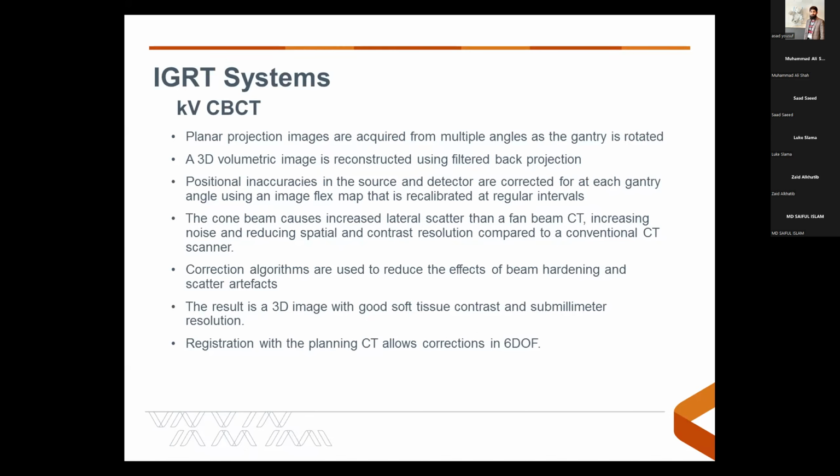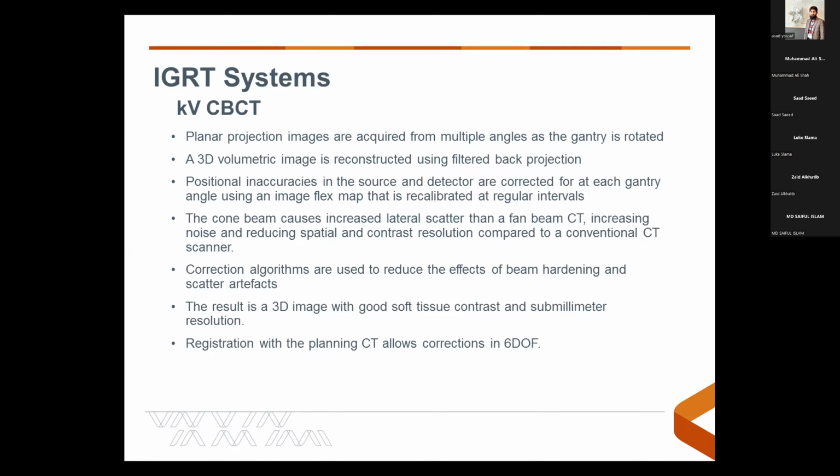The problem with using a cone beam rather than a fan beam CT is that it increases the lateral scatter, and this increases noise and reduces spatial and contrast resolution compared to a conventional CT scanner. And there are correction algorithms that are used to reduce this. So iterative CBCT can reduce the effect of noise and increase the spatial and contrast resolution. And there are also correction algorithms used to reduce effects of artifacts such as beam hardening and scatter artifacts. And the result is a 3D image with very good soft tissue contrast and sub-millimeter resolution.